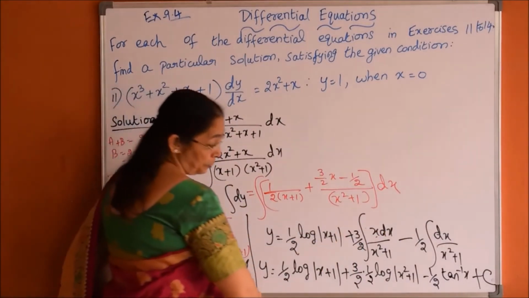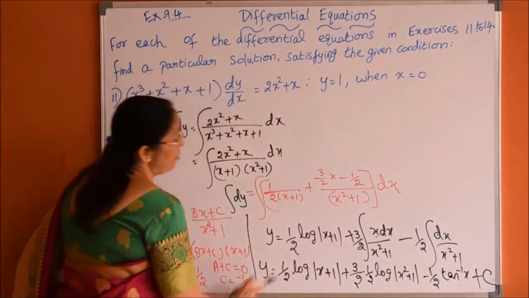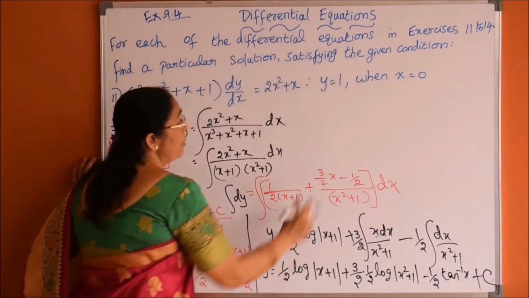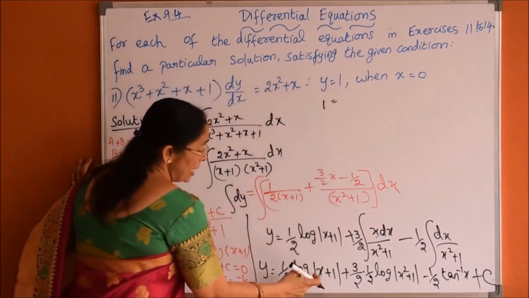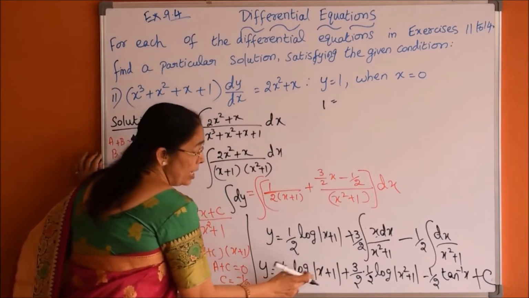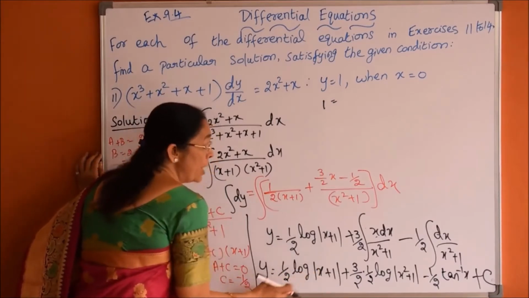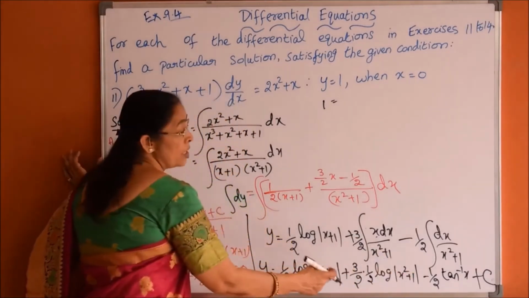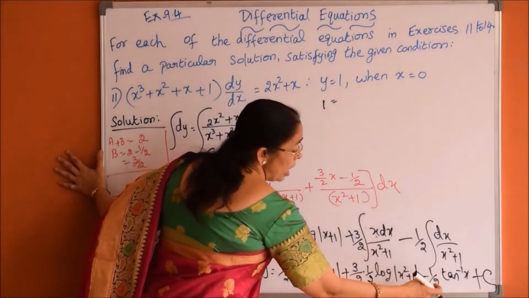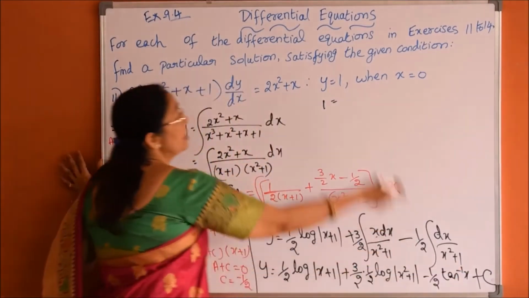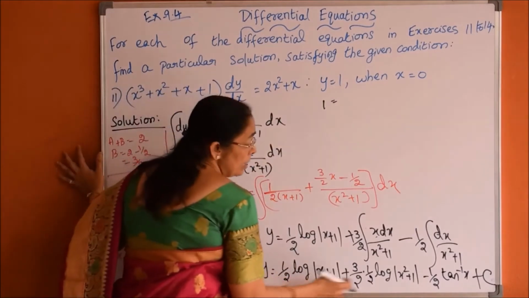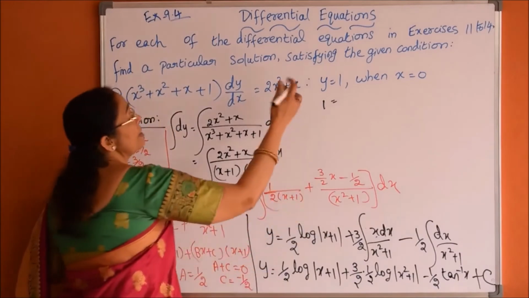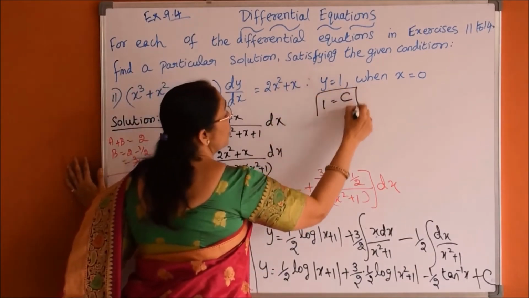To find the particular solution, we have to find the value of c. The c value we can find out by substituting x equal to 0 and y equal to 1. Now, the left hand side y is equal to 1, and x is 0. So when I substitute x equal to 0 here, log|0 + 1| is log 1, which is 0. Here, log|0 + 1|, even this term becomes 0. Coming to the last one, minus half into tan inverse of x, tan inverse of 0 is 0. So this term is 0, this term is 0, and this term is 0. Therefore, c is equal to y, c is equal to 1. So we got the c value as 1.